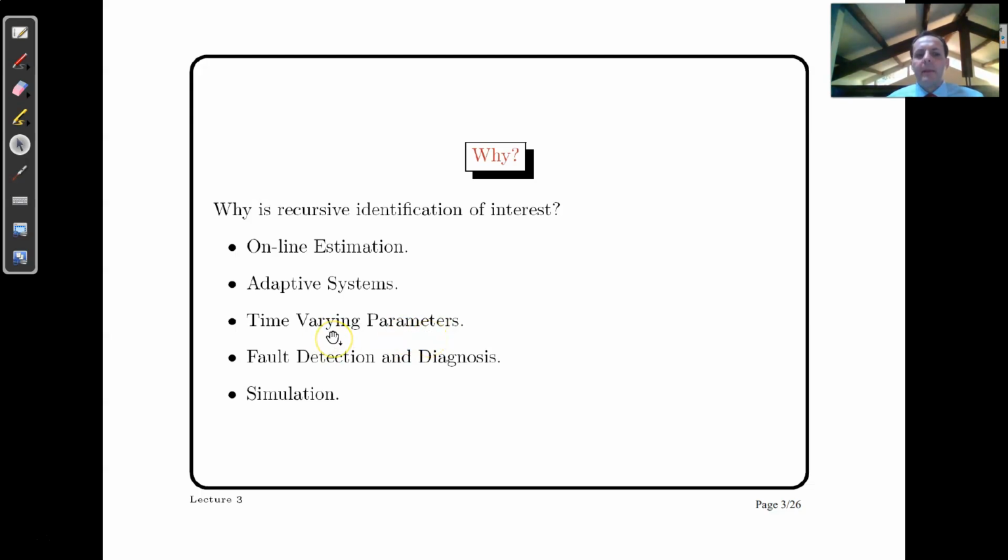So you need to track some varying conditions. Again, in the context of fault detection and diagnosis, you need to understand if there is something wrong in your process. So something that continuously, again, needs to check the conditions of your model. Or of course, you need to simulate the system.